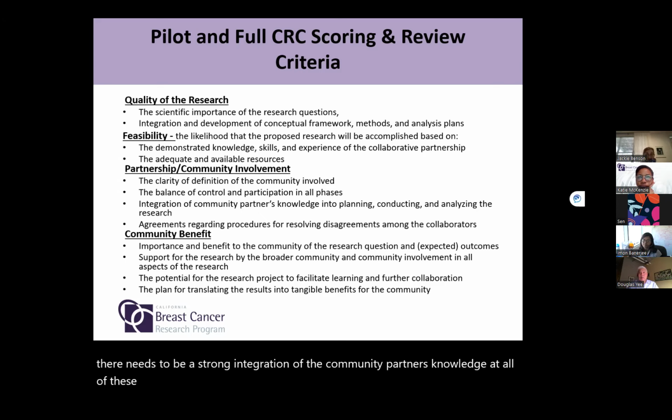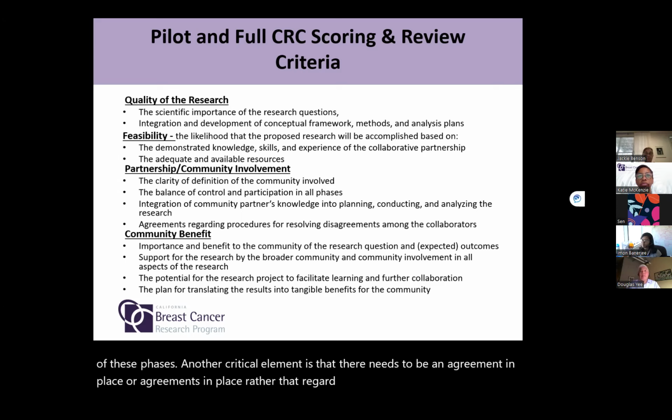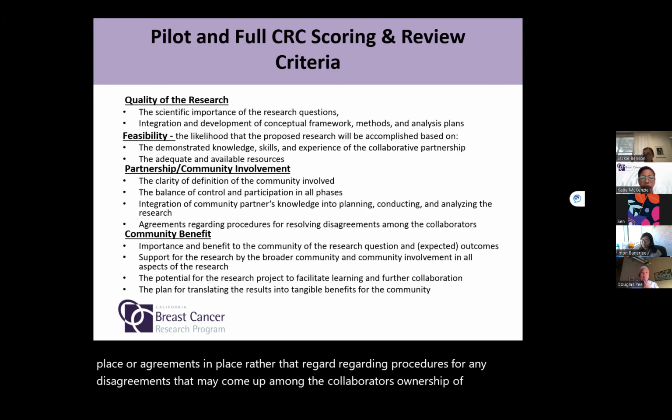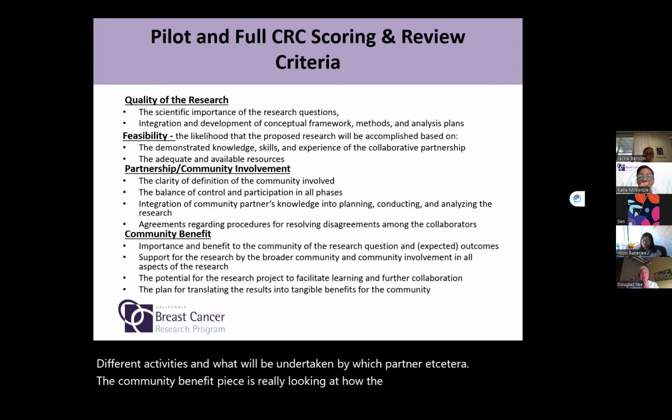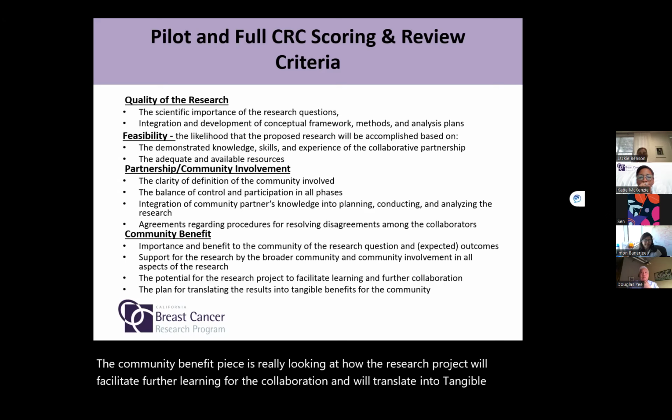Another critical element is there needs to be agreements in place regarding procedures for any disagreements that may come up among the collaborators, ownership of data, different activities and what will be undertaken by which partner, etc. The community benefit piece is really looking at how the research project will facilitate further learning, further collaboration, and will translate into tangible benefits for the community.